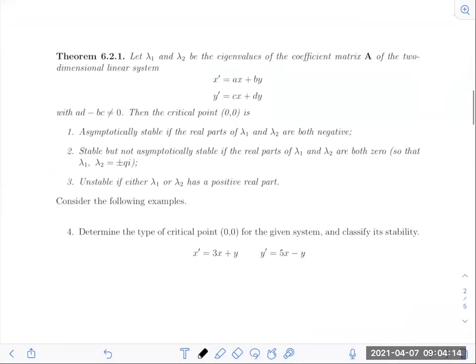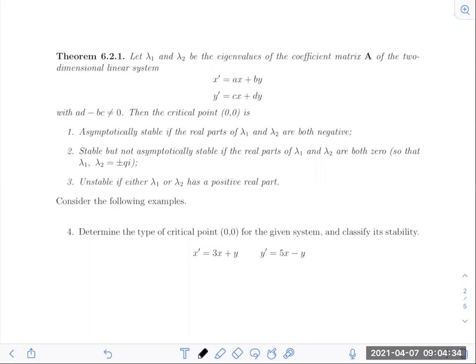So the previous set of instructions told us how to classify the type of critical points. And in certain cases, we got the stability for free, in the sense of when we were talking about centers and saddles, but for the other ones, we really weren't able to identify the stability type.